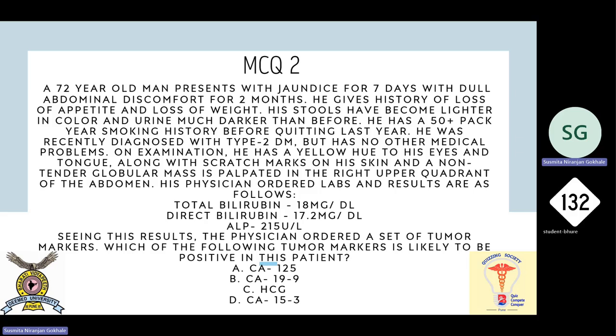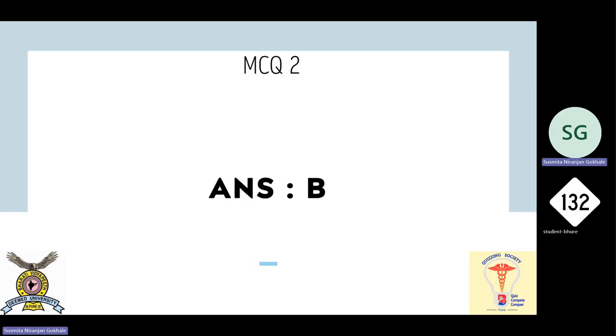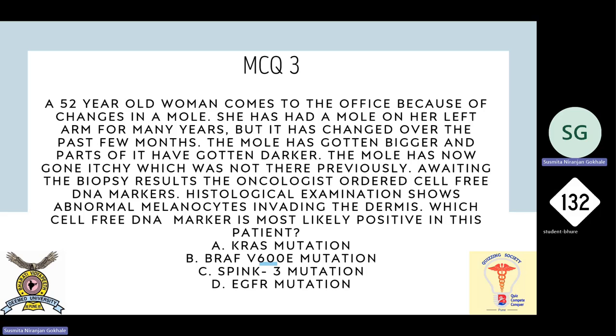The trick to remember that, as I told previously, was that 9 represents a P. So P and 9 are for pancreatic cancer. So the answer of this question will be CA19-9, which is option B. I hope you all could also answer the question. Yes, the answer of this is B. Next, moving over to MCQ 3.